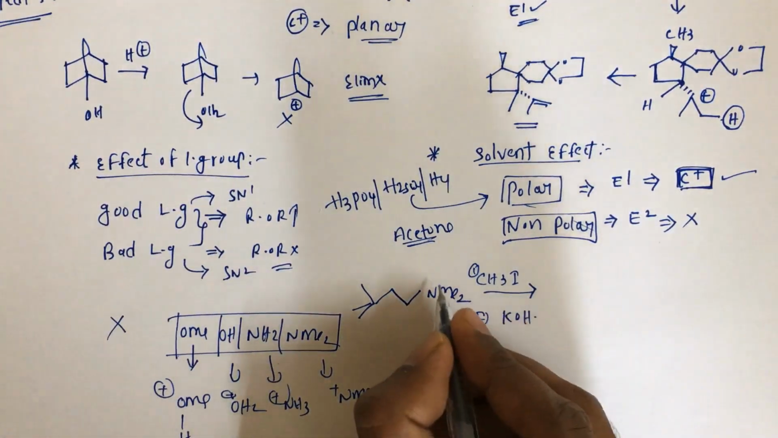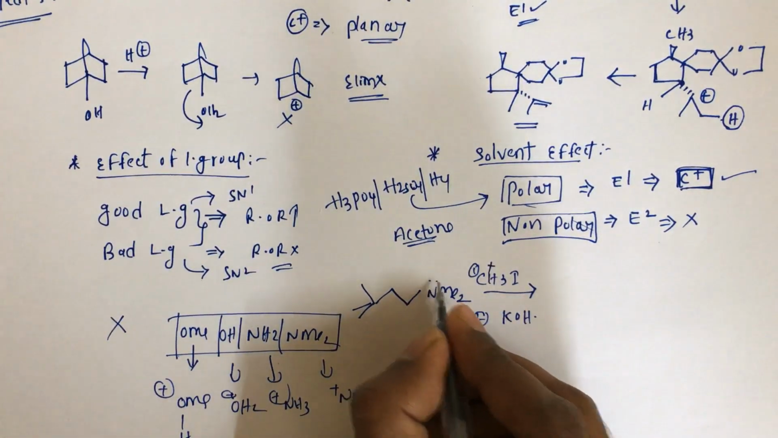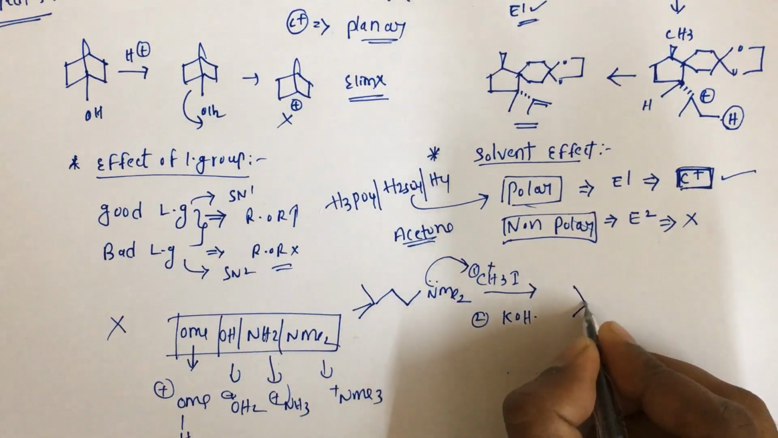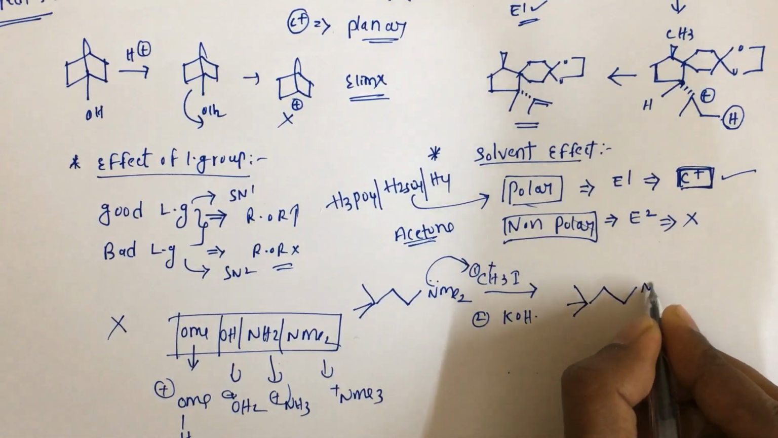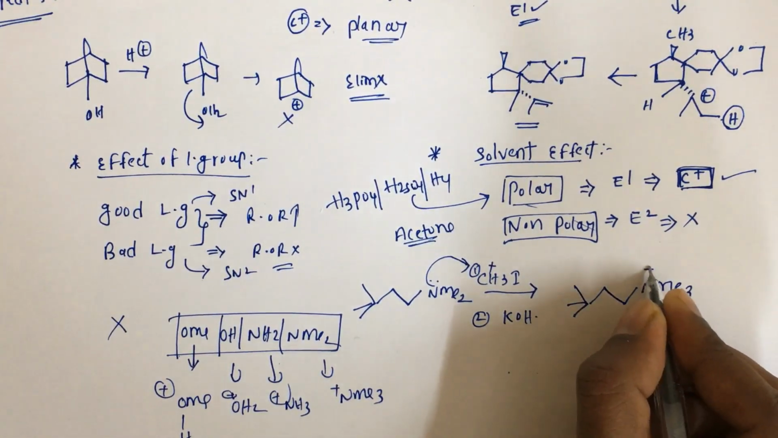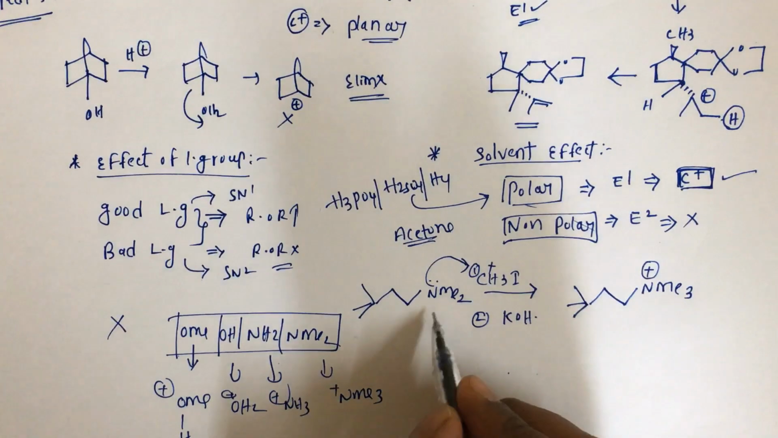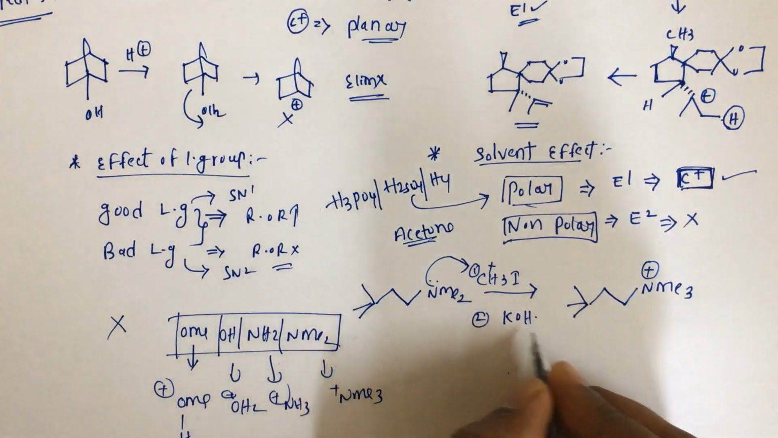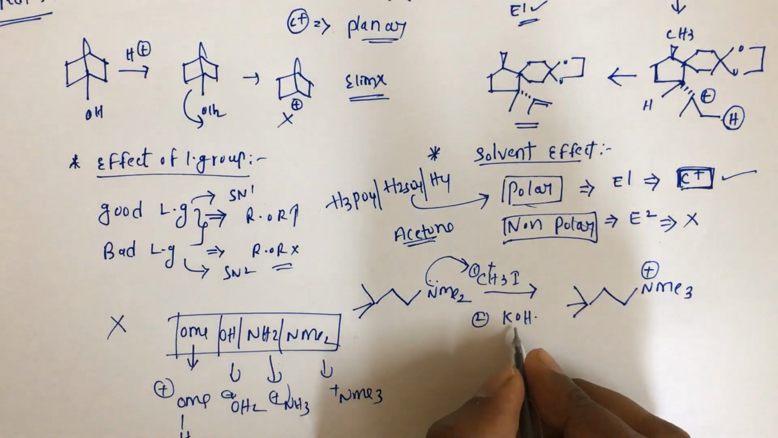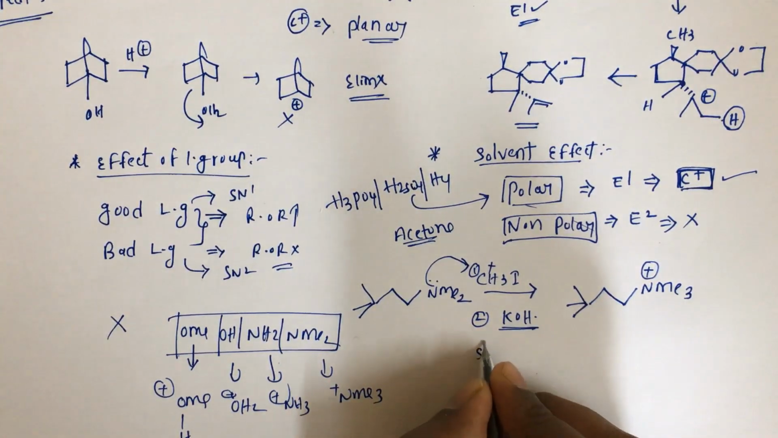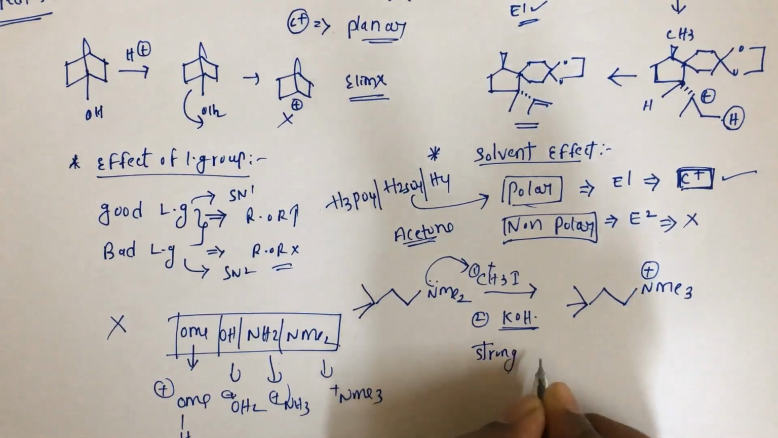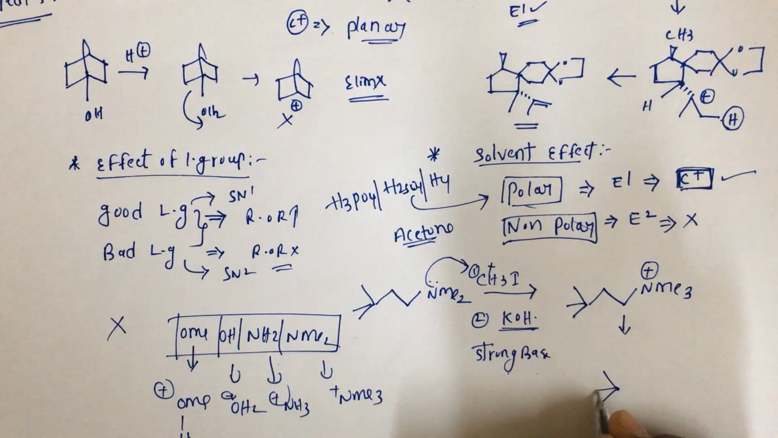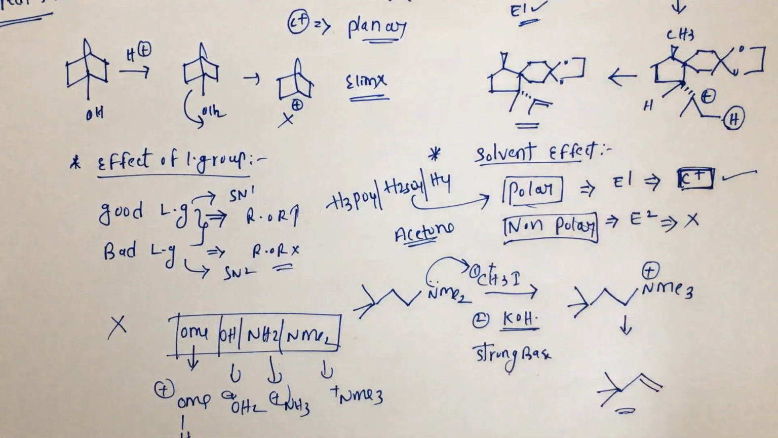So for that, we have methyl iodide, and the lone pair which is present on the nitrogen abstracts this methyl group, and then we have NMe3+. So now we have converted this group from a bad leaving group to a good leaving group. Next the elimination will take place, and KOH is the strong base. Because KOH is a strong base, the reaction that takes place here is an E2 elimination reaction. So this is the final product we'll get.